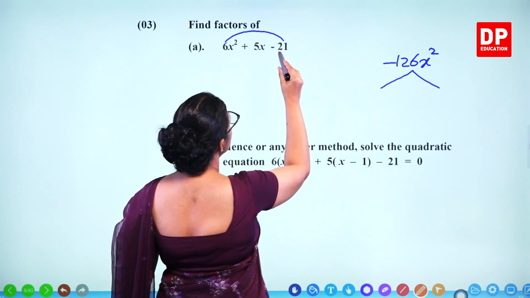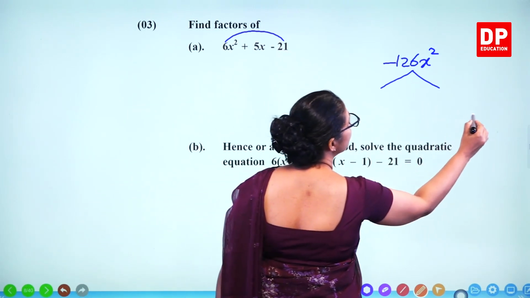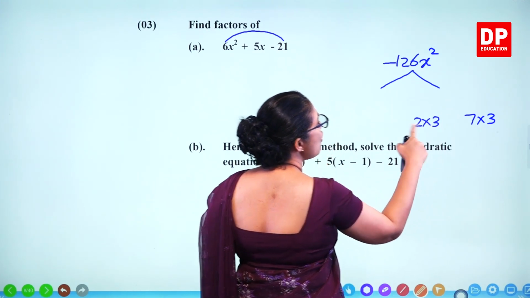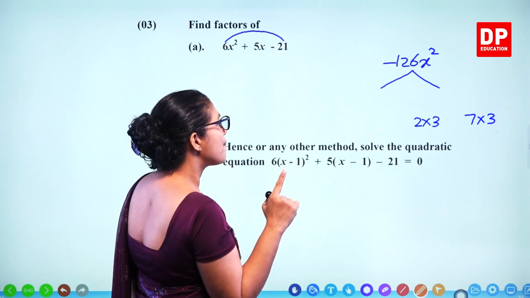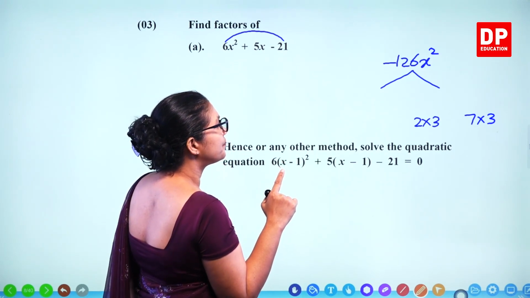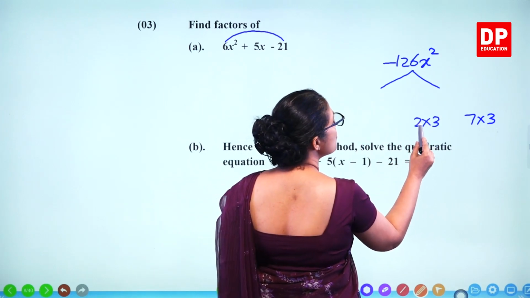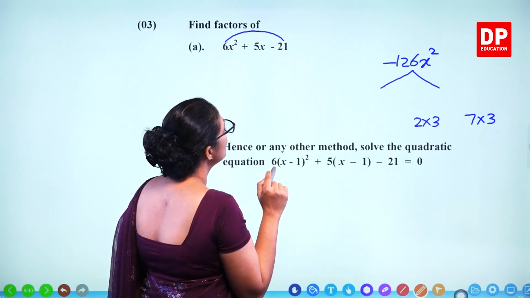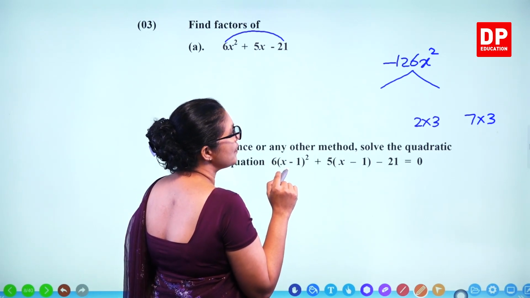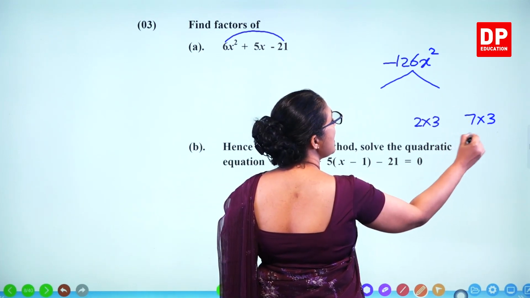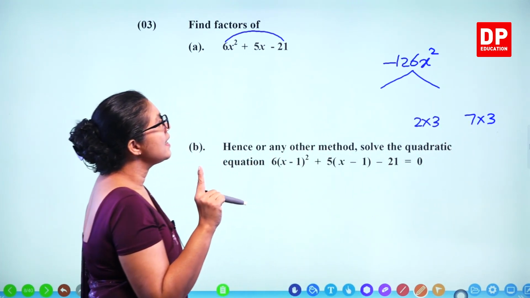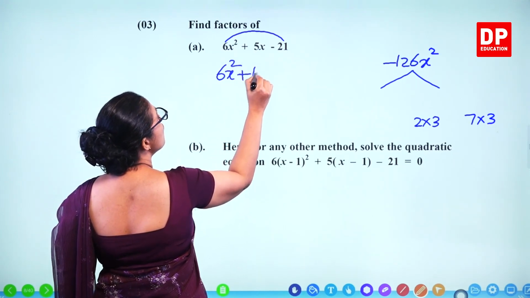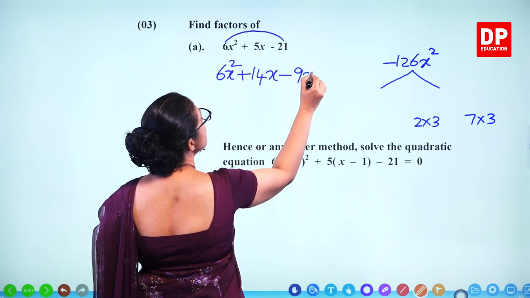So we'll take 21 is 7 times 3. And we have 6, 2 times 3. So when you are multiplying, the difference should be 5. So see, 3 times 2, 6, 6 times 3, 18 and 7. What's the difference? That's not the same. So 7 times 2 is 14 and 9. 14 and 9, difference is 5. So we can split 6x squared plus 14x minus 9x.